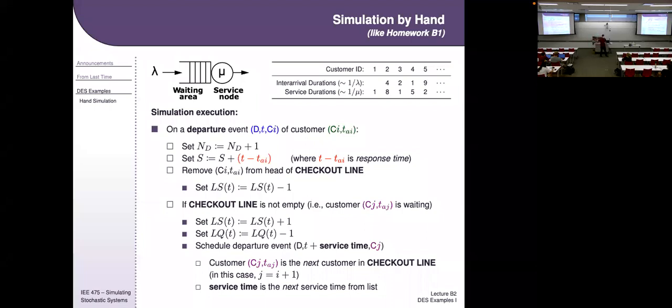Any questions about that logic? Process logic. Questions online?